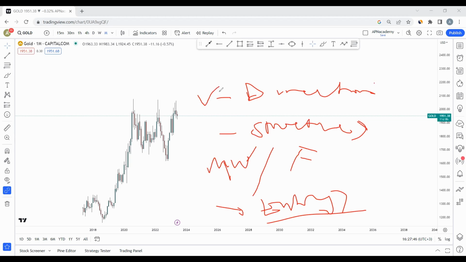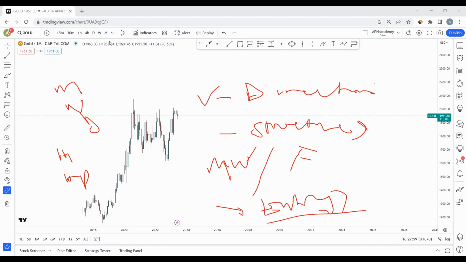We first have identified direction, which we are going to use the monthly time frame. We shall get our structure either using weekly or using daily. And then our entry time frame will either be in H1 or H4. So these are the time frames that we're going to be using, and we're going to break it down. So without wasting time, let's start with the monthly time frame.